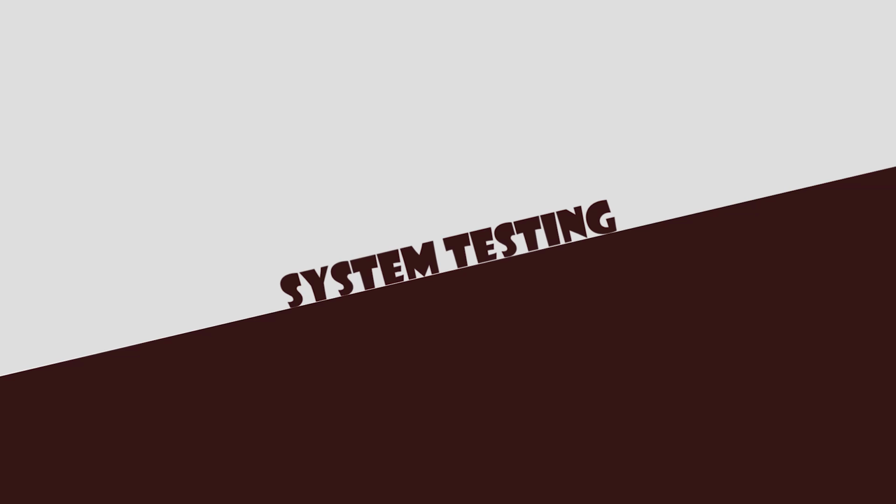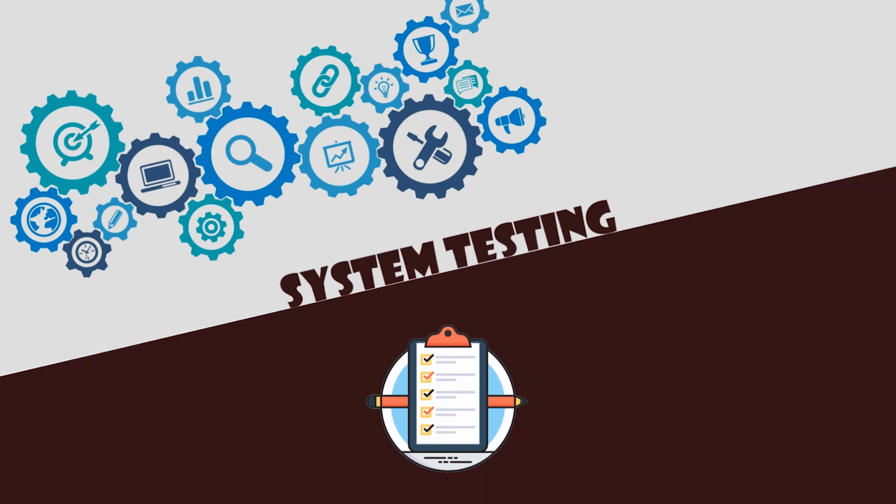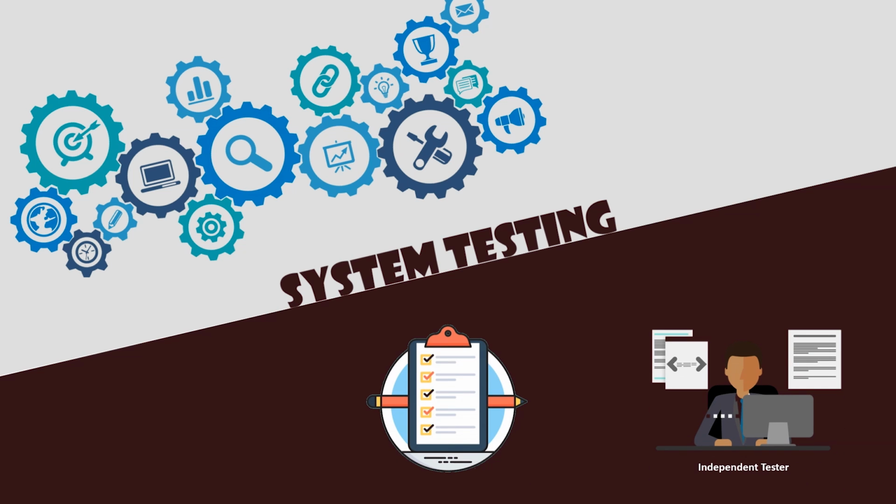Next up, we have the system testing. System testing is a level of software testing where a complete and integrated software is tested. Now, the purpose of this test is to evaluate the system's compliance with the specified requirements. System testing is the third level of software testing performed after integration testing and before the acceptance testing. So, basically, the independent testers perform the system testing.